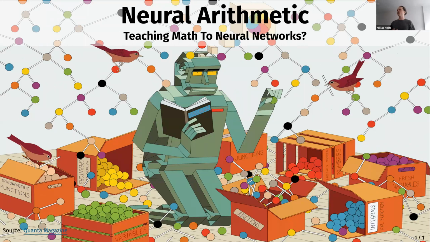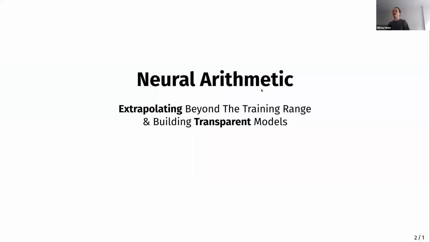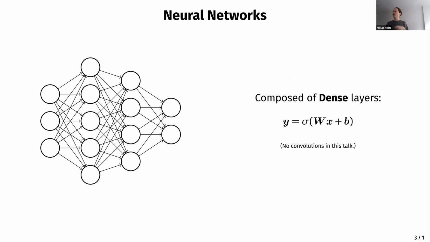Today's talk will be about neural arithmetic, and it will actually not be about teaching math to neural networks. It will be about trying to extrapolate beyond the range of examples that were seen during training of a neural network. And in the second part, it will be about building transparent models. I will go into more detail on what both of these terms mean after a very basic introduction slide about what neural networks are, which you of course all know, right?